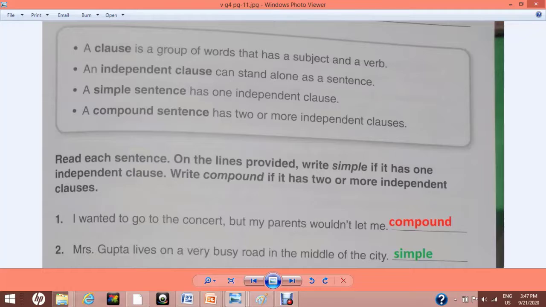Yes, my dear students, whenever there will be two independent clauses and you are going to merge them, so what do you need? You need a suitable conjunction in order to join or combine two independent clauses. So when you combine or mix two independent clauses with the help of a conjunction, ultimately you will get a compound sentence here.